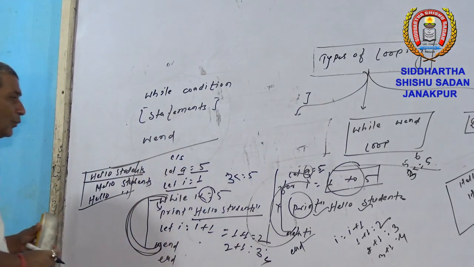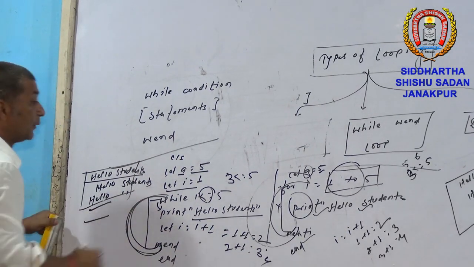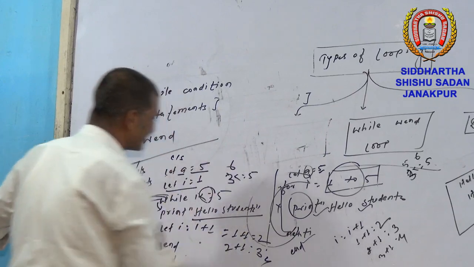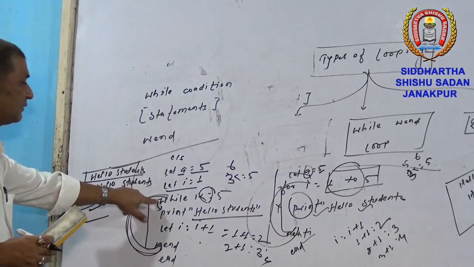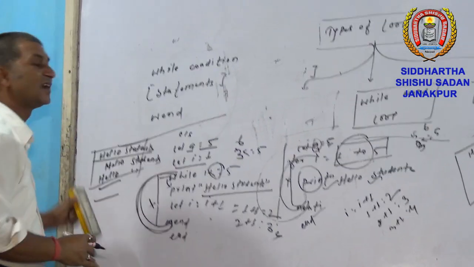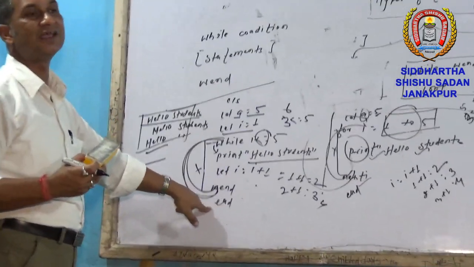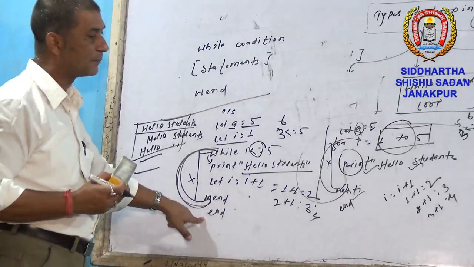Again the condition is true. Again it comes, now the 4th time, again the 5th time. When the value of I becomes 6, the condition of the while statement is false. And when the condition is false, the statement after the loop is executed. It comes down to the statement executed, and that stops and terminates the program.